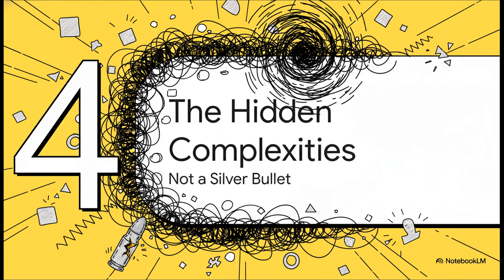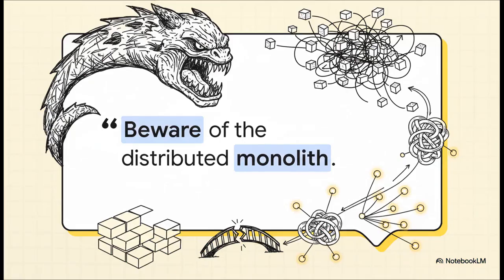Now, this all sounds pretty perfect, doesn't it? A clear solution. But this is where our story takes a bit of a turn. See, microservices are not a silver bullet, and they come with their own set of really serious hidden complexities. And this phrase right here, this is the villain of our story. It's a warning. It's what happens when you try to get all the benefits of microservices, but you do it wrong, and you end up with the absolute worst of both worlds.